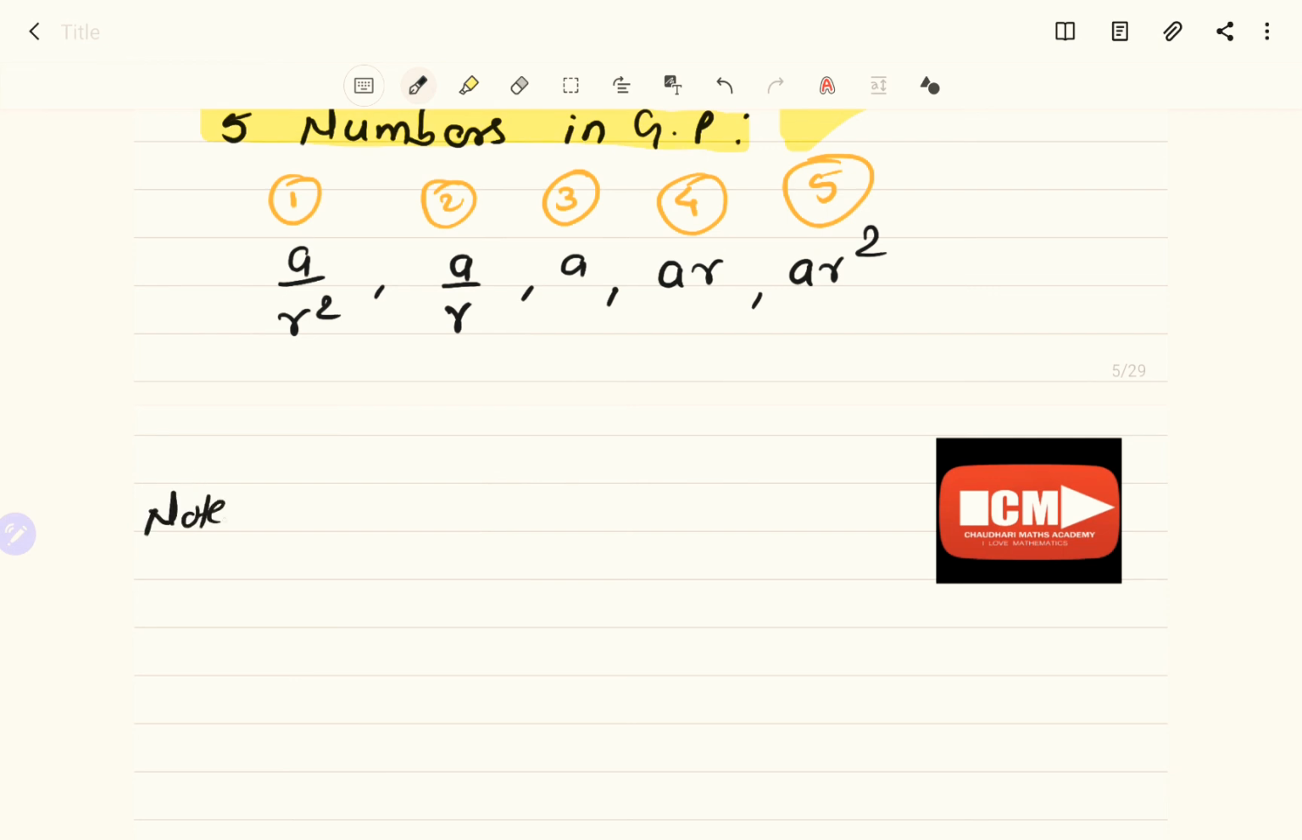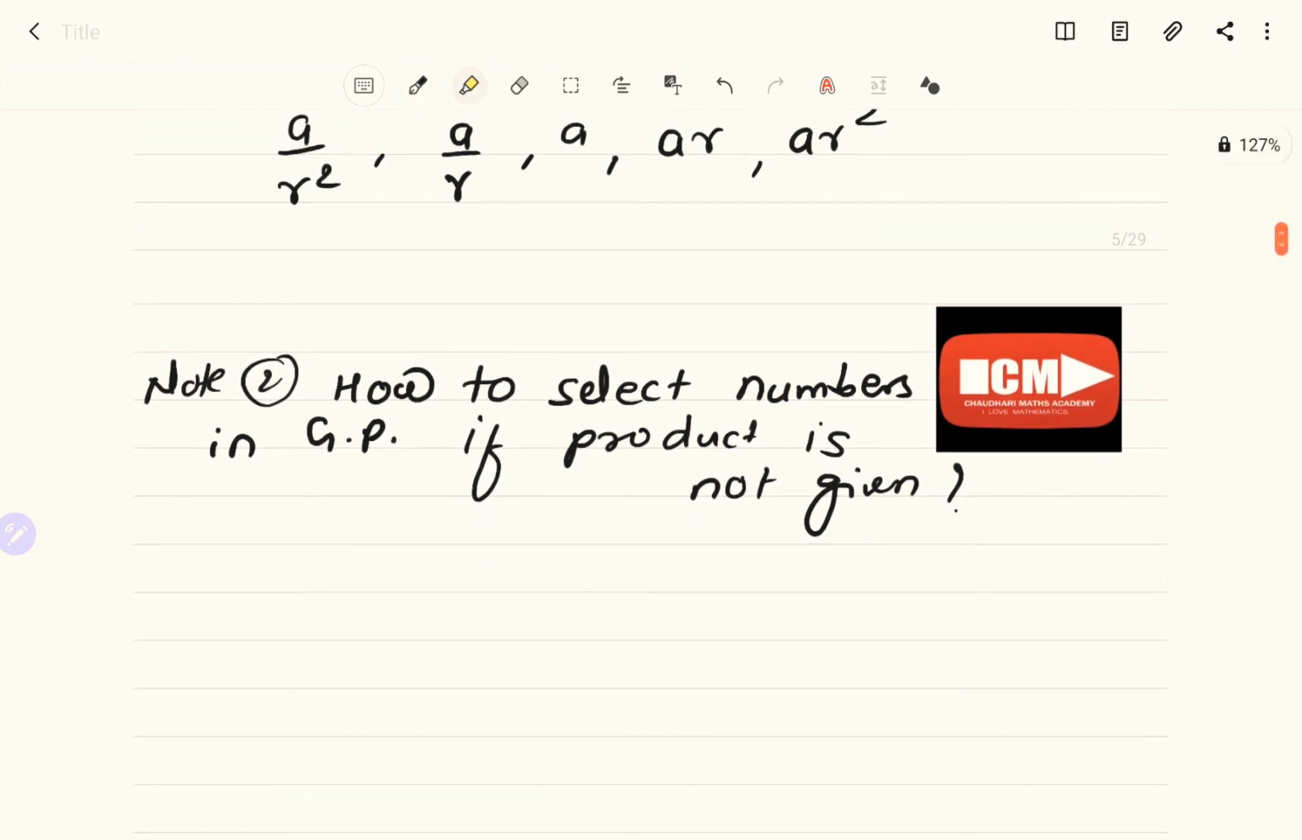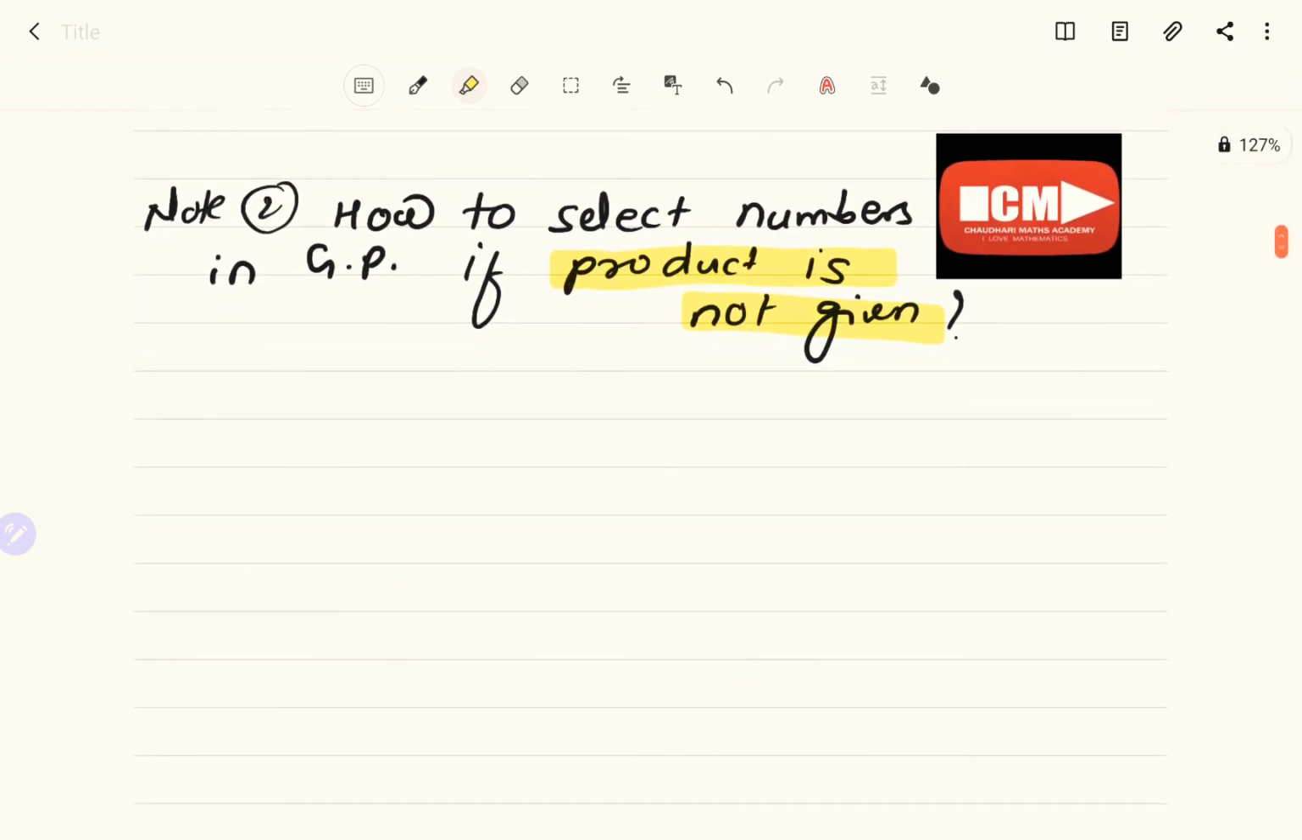So please write down note number 2. How to select numbers in GP. So please write down how to select numbers in geometric progression if the product is not given, right? So let's say the product of the 3 numbers or 4 numbers or 5 numbers is not given. In the previous case the product was given, but in this case the product is not given, and on the basis of that you have to select numbers in GP.